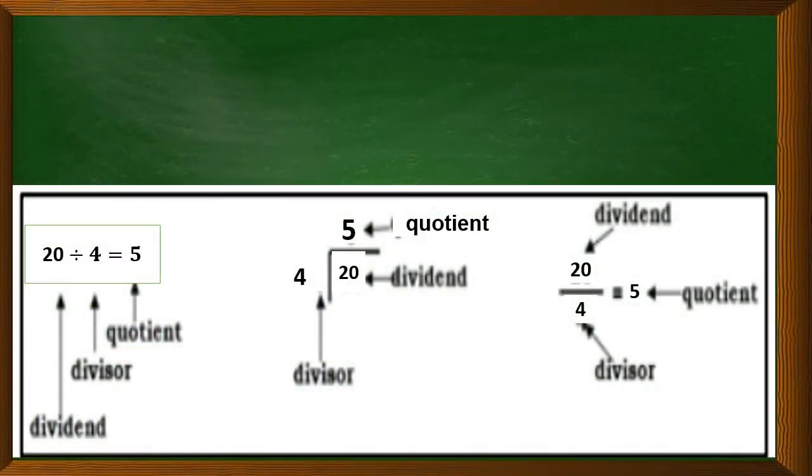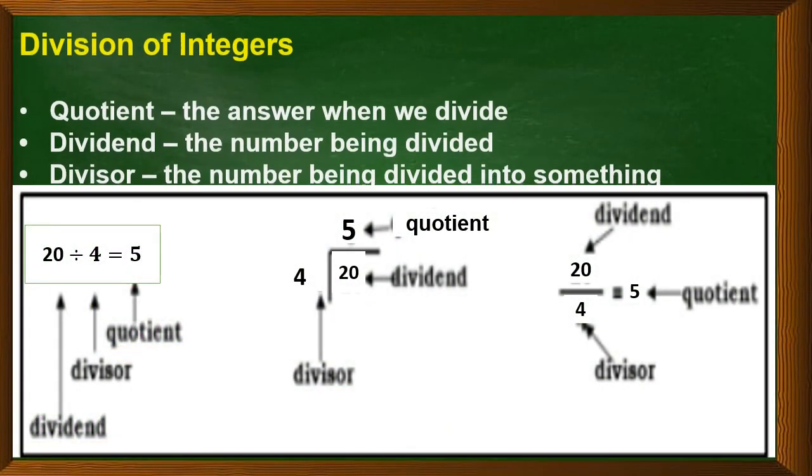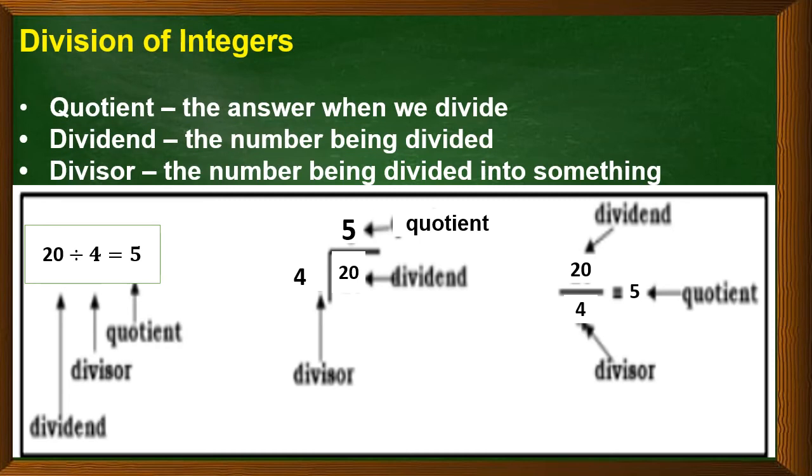Now let's begin with division. For division of integers, let's familiarize first about quotient. So of course, quotient, the answer when we divide. Dividend, the number being divided. Divisor, the number being divided into something. So if we have here 20 divided by 4 equals 5, 20 is the dividend, 4 is the divisor, while 5 is the quotient.